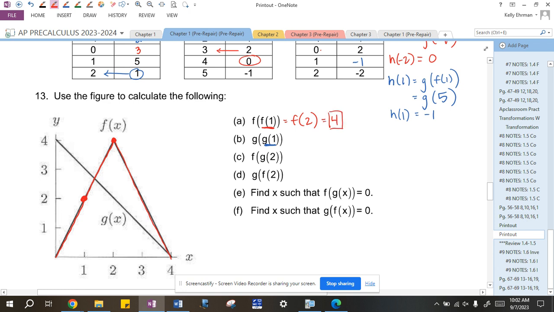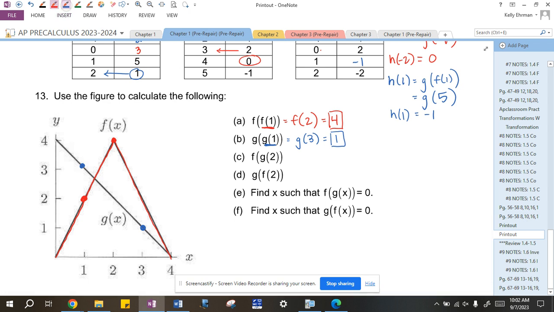Okay, sorry about that. What about part B? When we input 1, where do we land on g, which is this one up here? That's 3. So now this is g of 3. When we input 3, where do we land? I'm going to call that about 1.